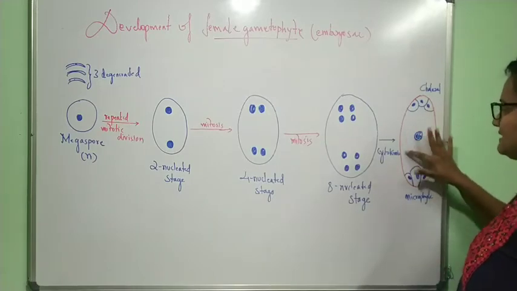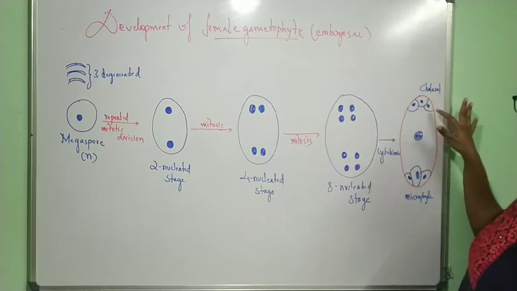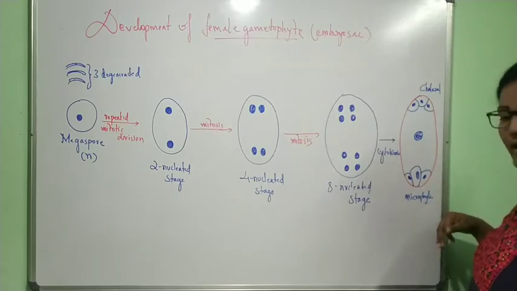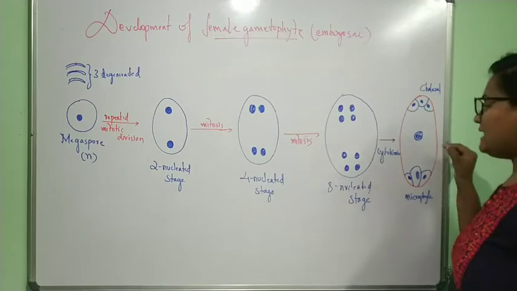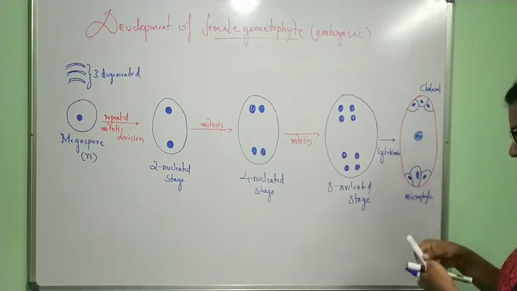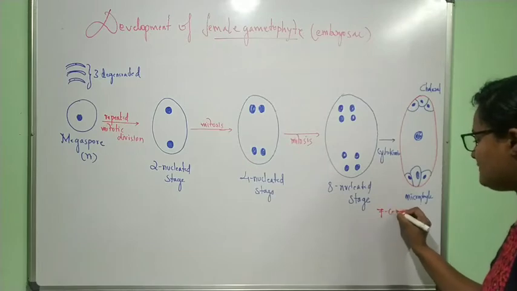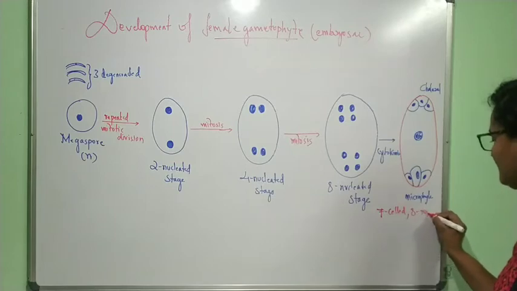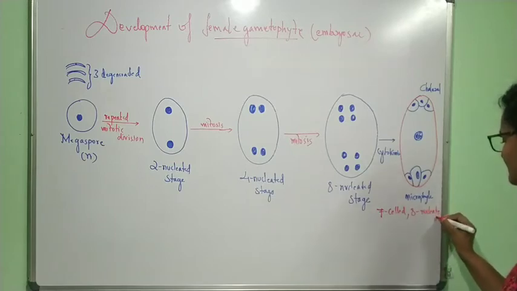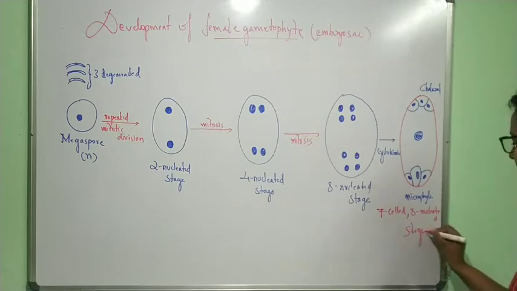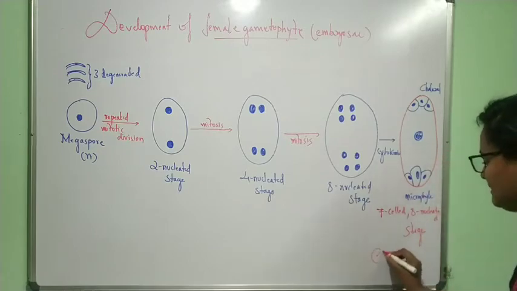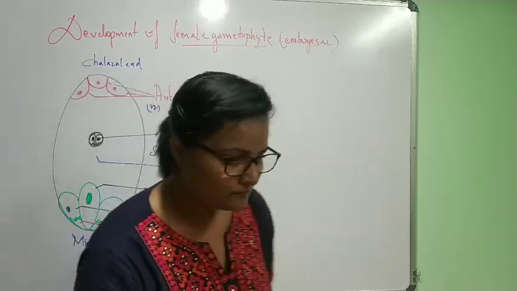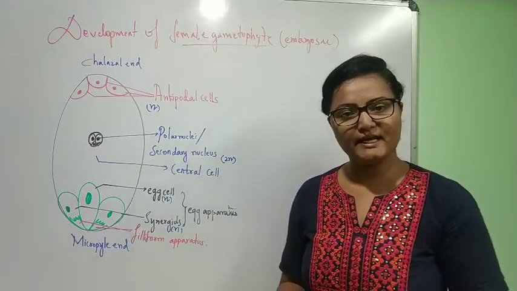This is one big cell, central cell. 1, 2, 3 at the chalazal, 4, 5, 6 at the micropyle, and central 1 cell. Now how many cells? Yes, 7 celled. How many nuclei? 8 nucleated stage. This is what we call it. Okay, so this is the structure of embryo sac or the matured female gametophyte.